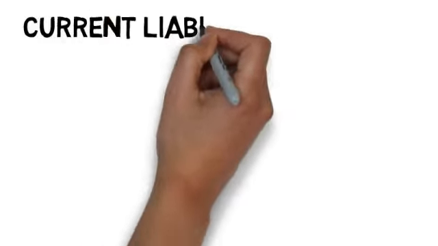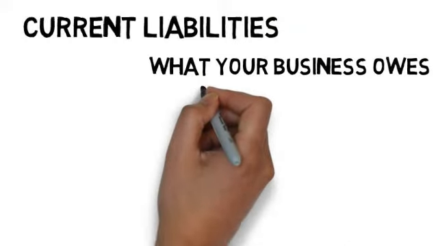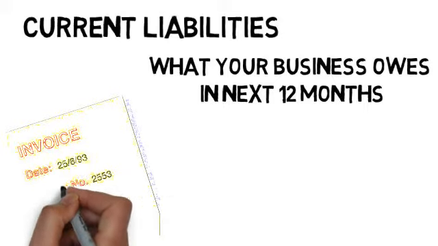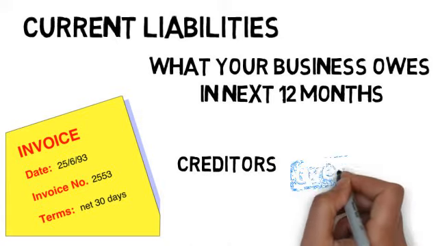The next section on the balance sheet shows your business's current liabilities. These are what your business owes, or the money it has to pay within the next 12 months. Listed here on the balance sheet will be creditors. These might include outstanding supplier invoices, loans and overdrafts, or hire purchase payments.